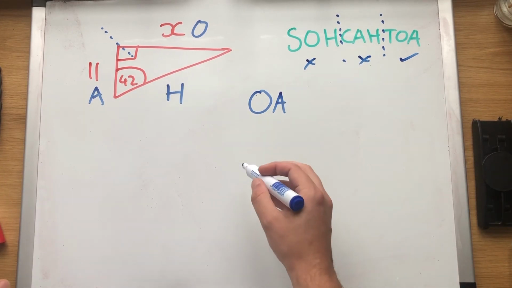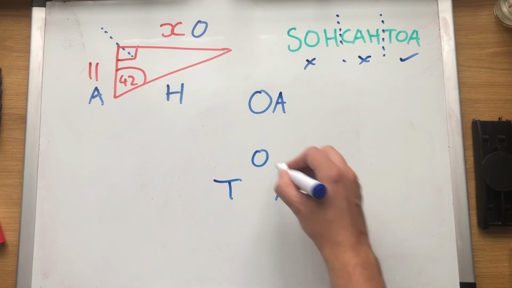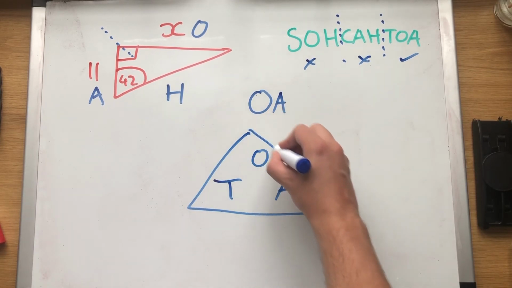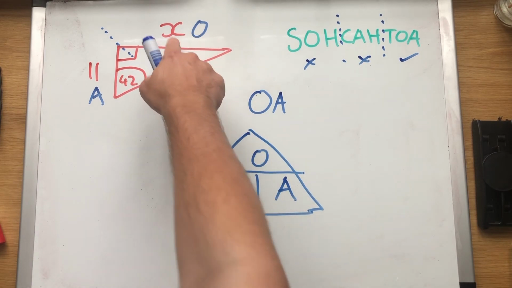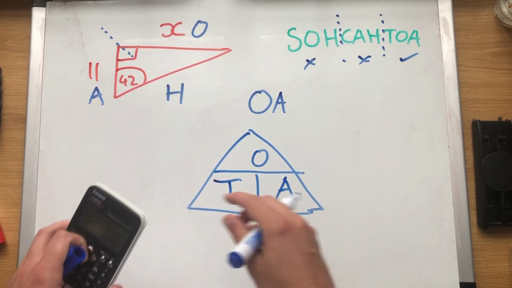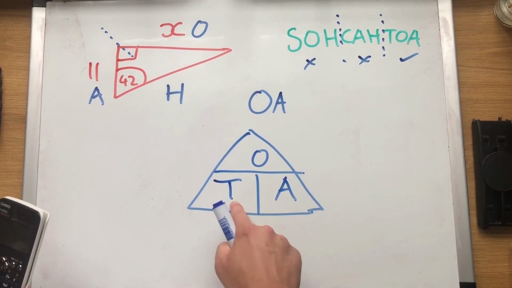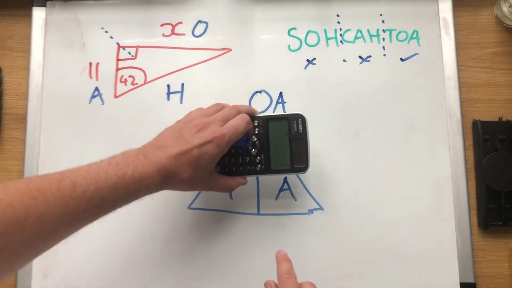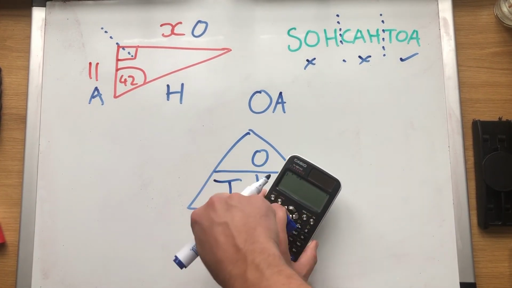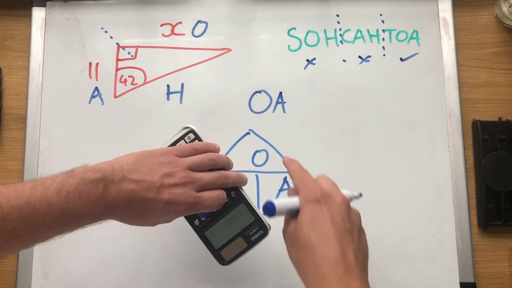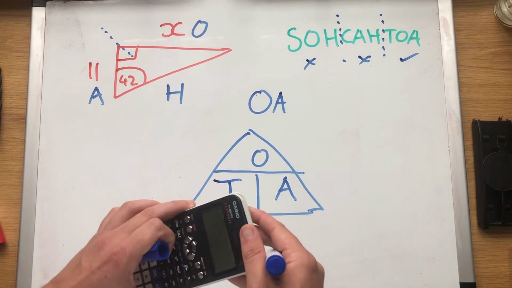So we're going to draw out TOA. T, O, A. Put it in our triangle. We are looking for O. So we're going to cover up O. And that means we're left with the bottom two. Remember, when you cover up the top one, you multiply the bottom two. If I'm covering up A, it's O divided by T. If I cover up T, O divided by A. If I cover up O, T times A.